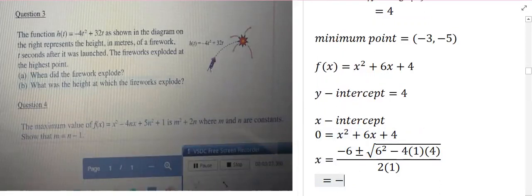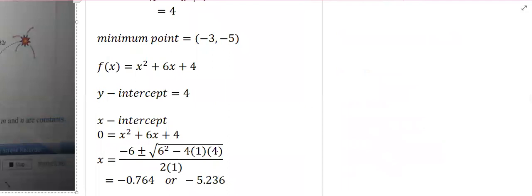Yeah? So I get x1 is negative 0.764, or x2 is negative 5.236. Okay, I got all the points already. Now I can sketch.